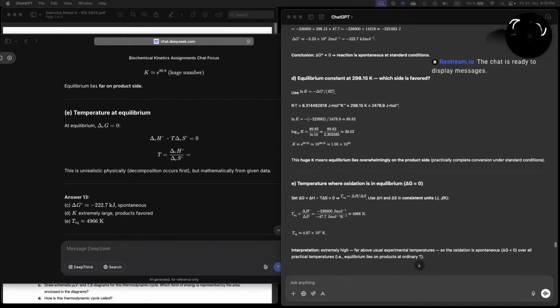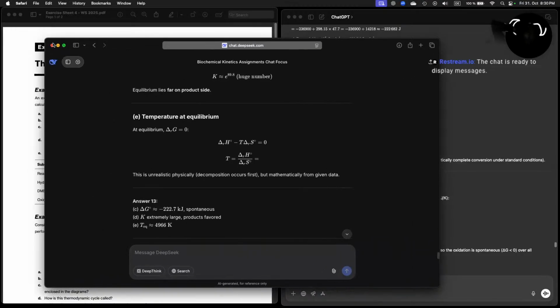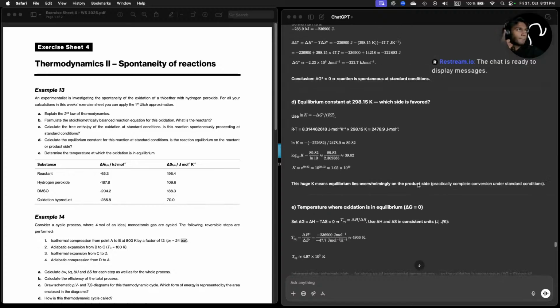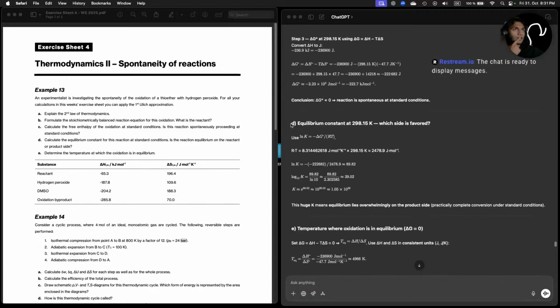Okay. So, yeah, the numbers are correct, at least for the first one. So I know the C part. Calculate the equilibrium constant for this reaction at standard conditions. Is the reaction equilibrium on the reactant or product side? So it's D.